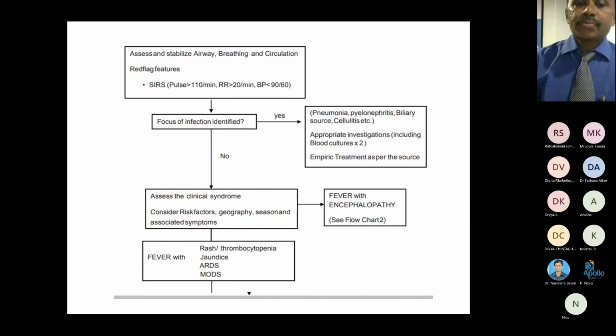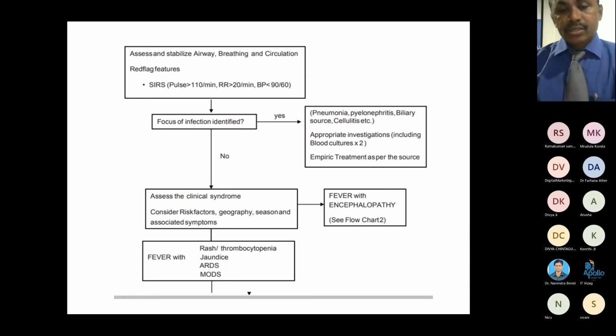And if you can't point your finger at one particular part of the body as a focus of infection, then you have to go for the syndromic approach. So you consider the risk factors, geography, and the travel history or social history, which part of the year you are in, and what are the associated symptoms. Based on this, we can put the patient into two broad categories: fever with encephalopathy or fever with the other things, that is rash, thrombocytopenia, jaundice, ARDS, and multi-organ dysfunction syndrome.